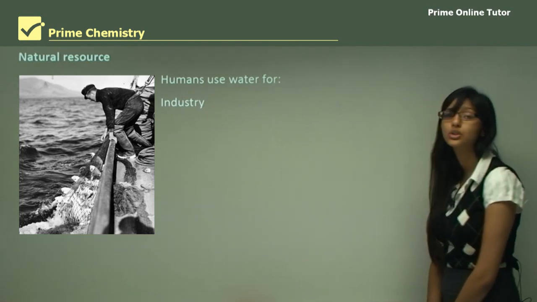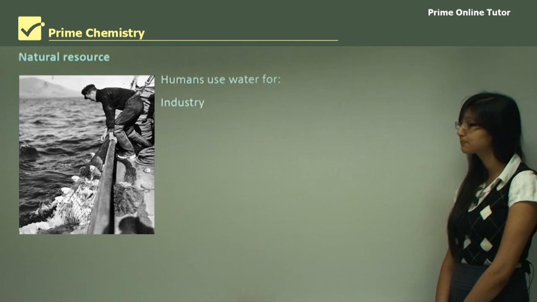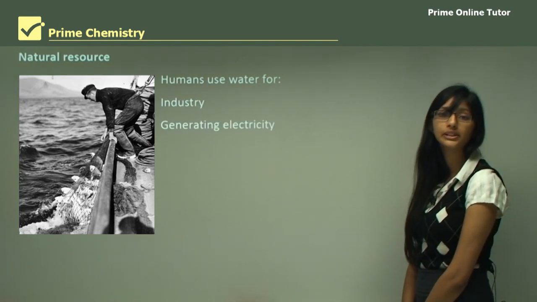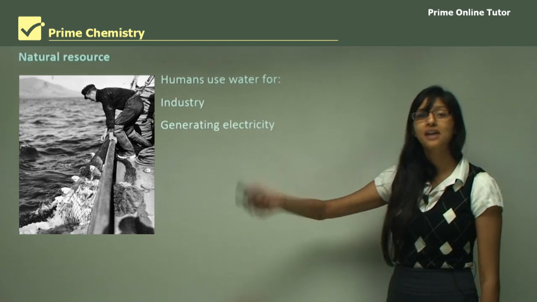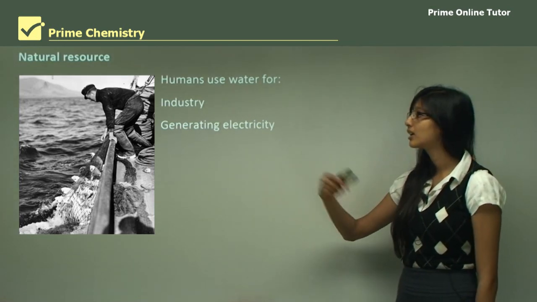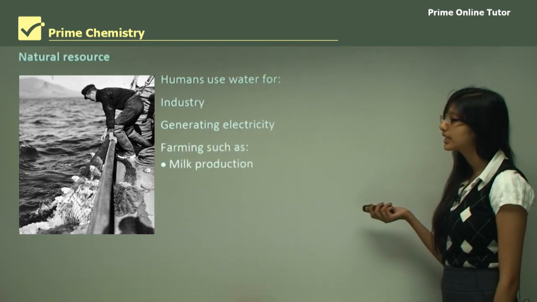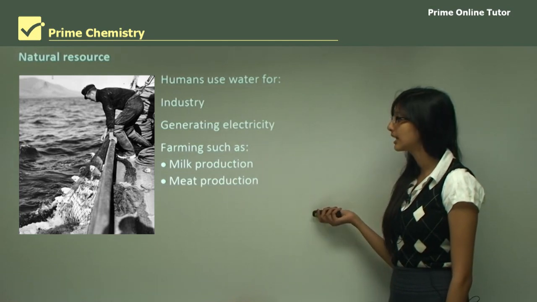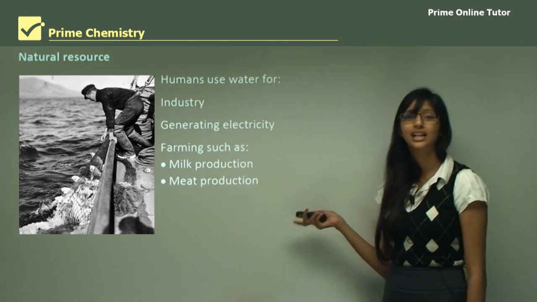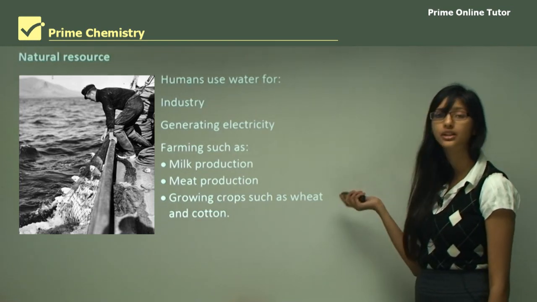So humans can use water for industry. A lot of our chemical industries use water. For example, to generate electricity, we depend on water to drive our pumps, which helps us to produce hydroelectricity. We can also use water in farming, such as in milk production as well as meat production, and also to grow crops such as wheat and cotton.